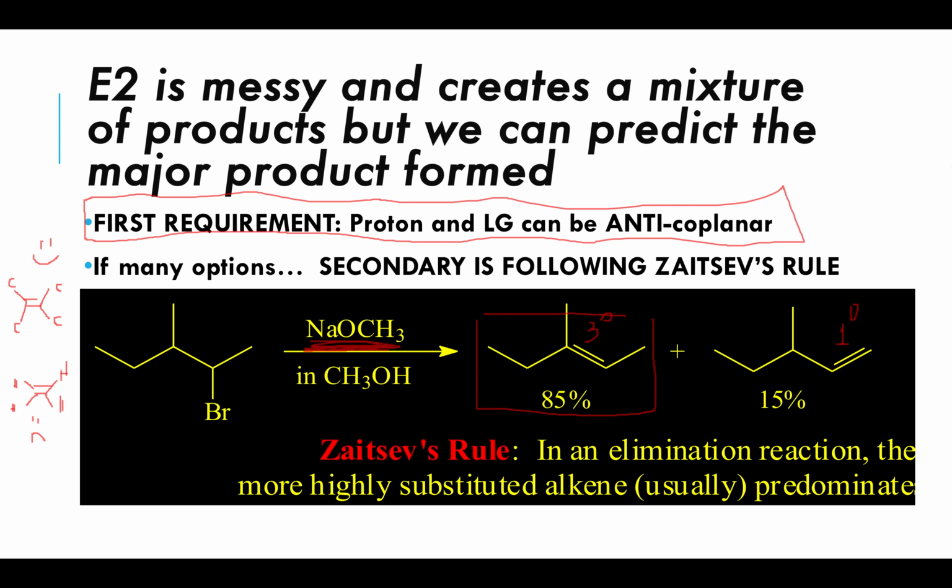Or in the case of a chair formation cyclohexane system, your leaving group has to be in an axial position, let's say axial up or axial down, and the proton to be abstracted by the base has to be in the opposite position, so trans to it, but also in the axial position. So if my leaving group was axial down, then the proton has to be axial up. Okay? So the first requirement always for an E2 is the anti-coplanar, anti-periplanar. The second way to predict the major product is following Zaitsev's rule.